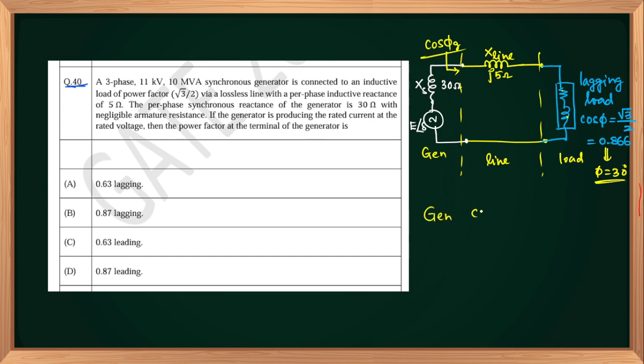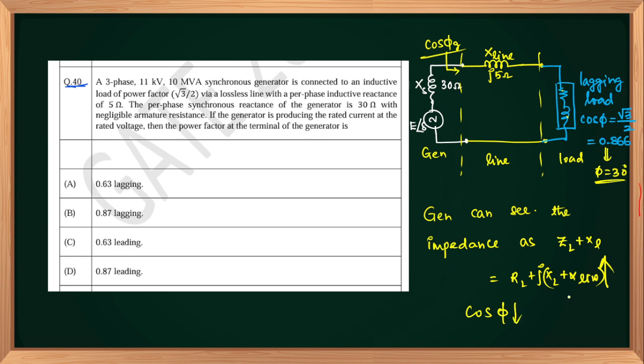The generator can see more reactance nature. It sees the impedance as load impedance plus line reactance. Load impedance is RL plus jXL, plus line reactance. So the inductive reactance is increasing. If inductive reactance increases, the power factor decreases. So the answer should be less than 0.866. So it cannot be 0.87 lagging, it cannot be 0.87 leading. So definitely the answer is lagging only. It cannot be leading because the inductive nature is adding. So the only best possible option is 0.63 lagging.